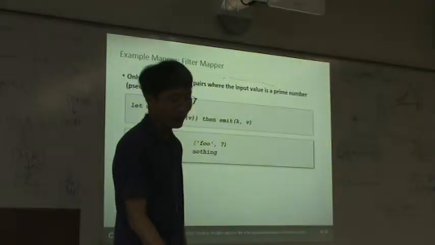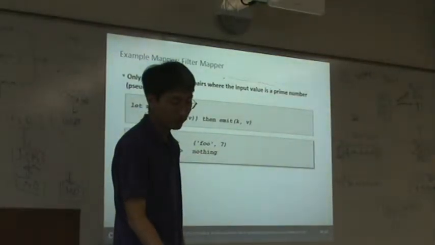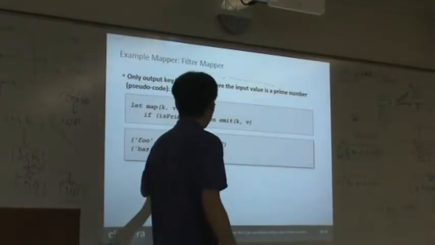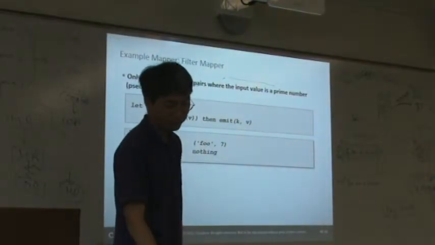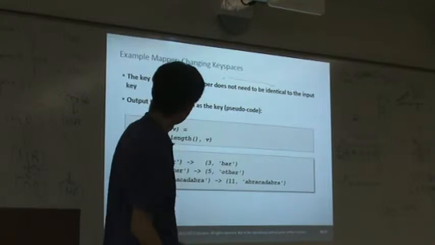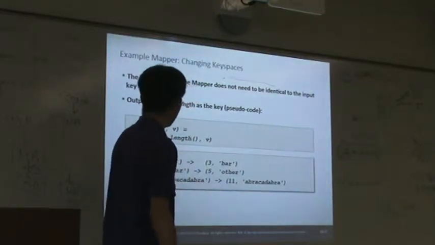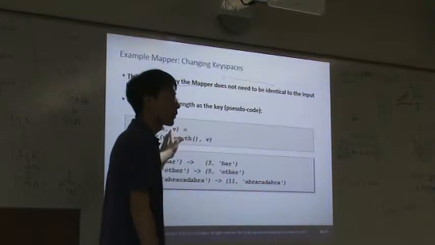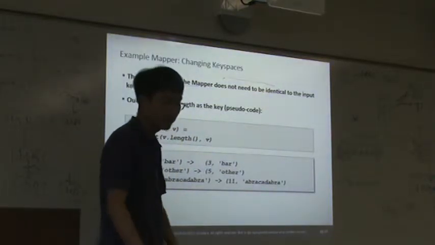For example, the prime number: if this is a prime, you will keep it, otherwise, no. And for example, letters: how many letters? You can consider length, and you can apply the length function for this.